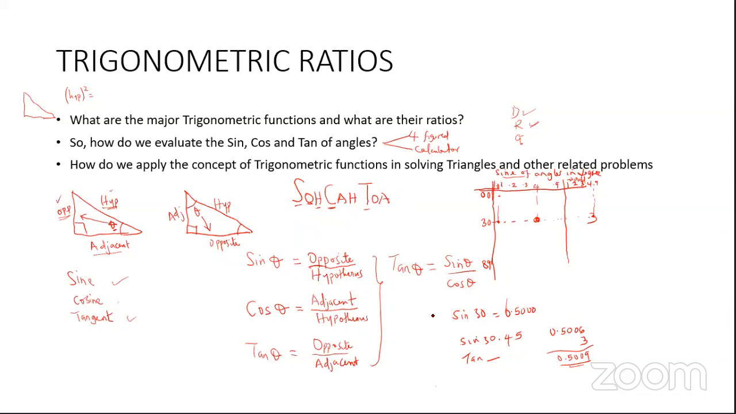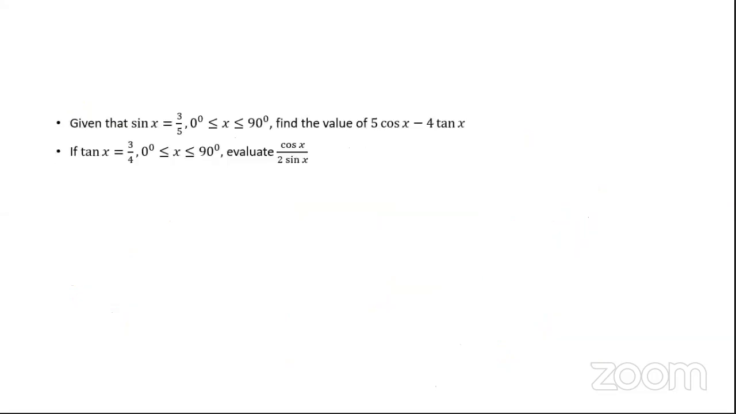Just punch it. You don't need to disturb yourself. Sine of what? 30.45. So just press it like that and you get your straight answer. So the next thing is, how do we now apply the concept of trigonometric functions in solving triangles? We are going to look at that now.